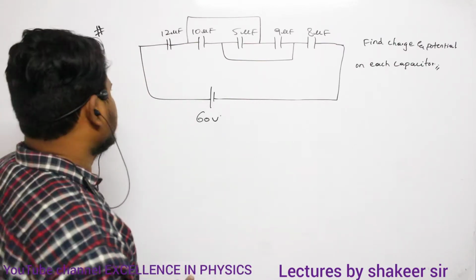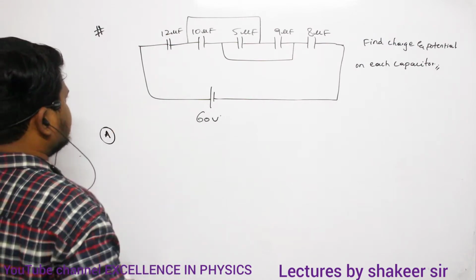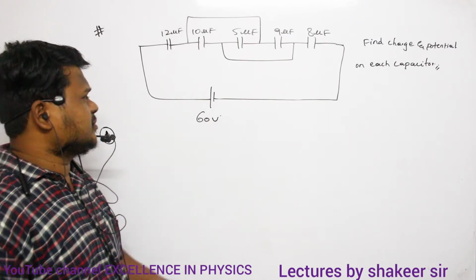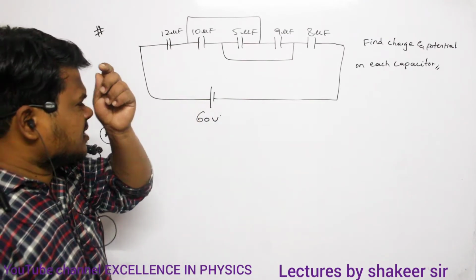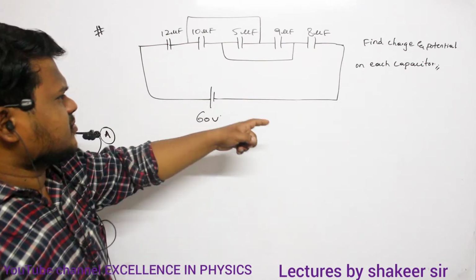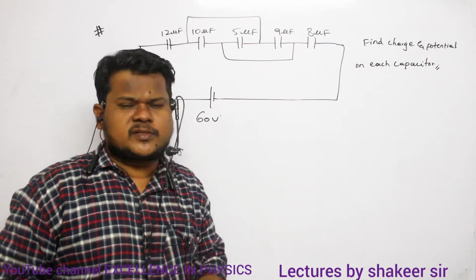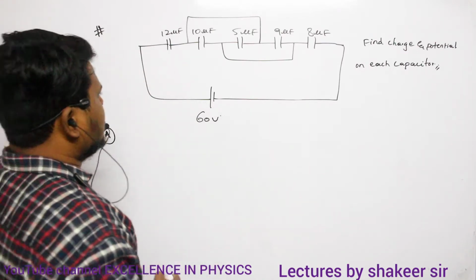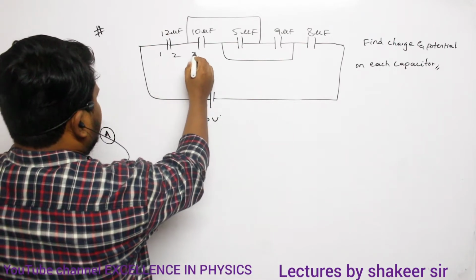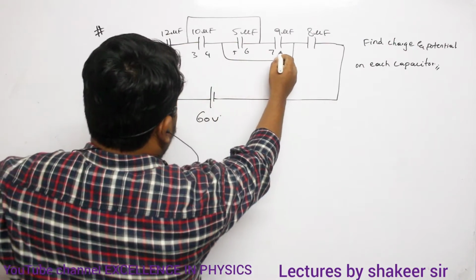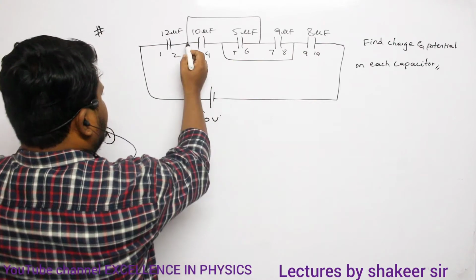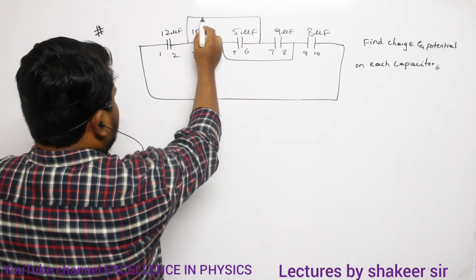Okay. So can you say how I can solve this one? So 12 microfarads, 10 microfarads, 5 microfarads, 9 and 8 microfarads, all of them are connected like this to a battery of 60 volts. Then we are supposed to find the charge and potential present on each capacitor. So how can I redraw this diagram? First plate, second plate, third, 4, 5, 6, 7, 8, 9 and 10. So here we have a conducting wire which is passing from here to here.